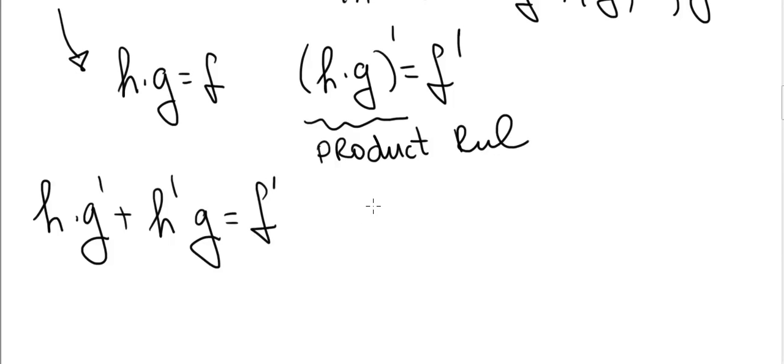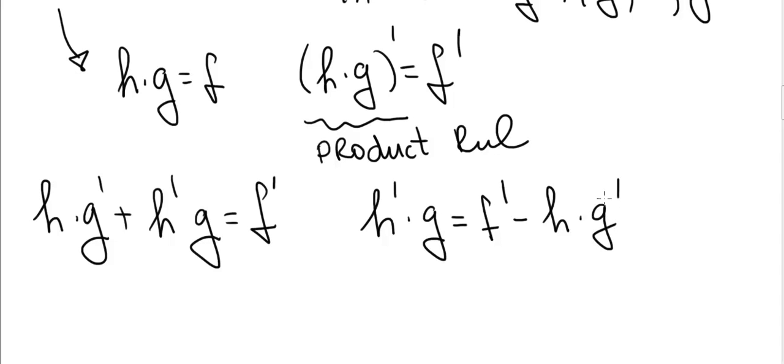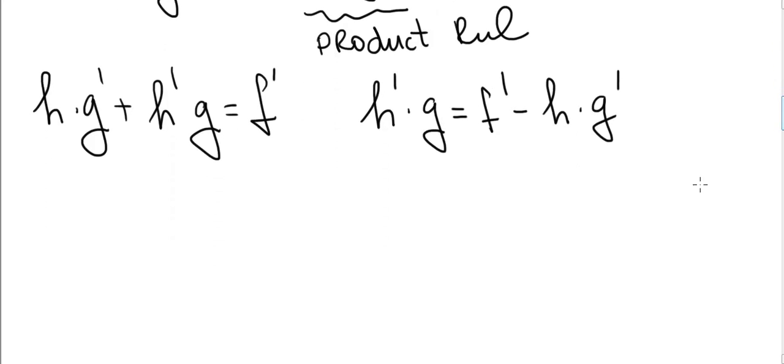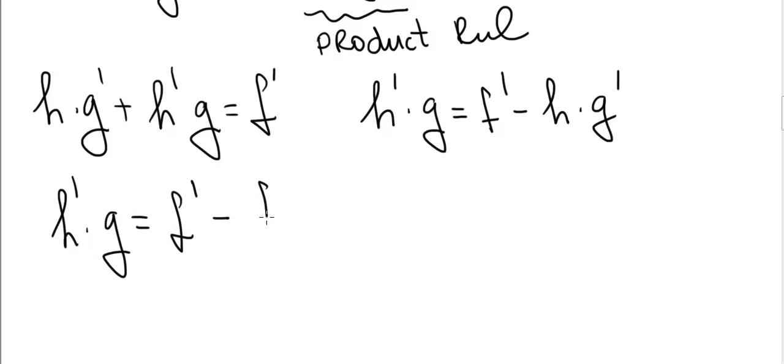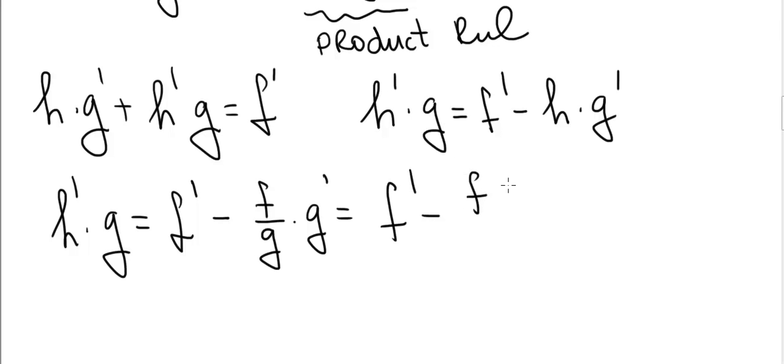Therefore, we can move h times g prime from the left side to the right, and we have h prime times g is equal to f prime minus h times g prime. But remember what h was. h is f over g. Let's go ahead and plug that in. We have h prime times g equals f prime minus f divided by g times g prime, or f prime minus f times g prime divided by g.